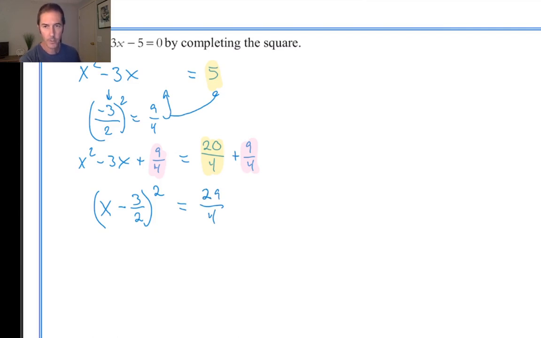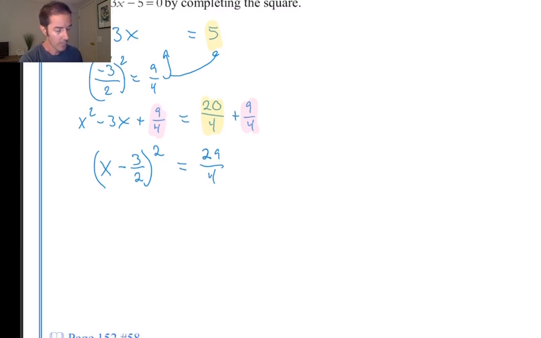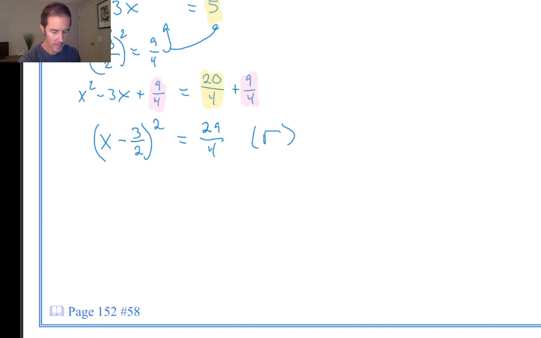Unfortunately, the number on the right-hand side of the equation is not a perfect square. So we have to take the square root of both sides still, because we have to solve this thing. So we will do that, square rooting the square on the left-hand side leaves us with just the x minus 3/2. On the right-hand side, we've got the square root of 29/4.